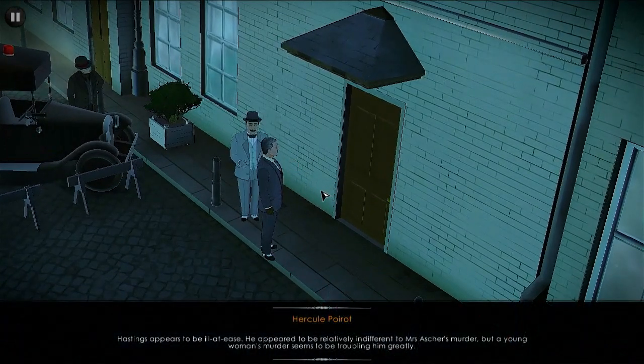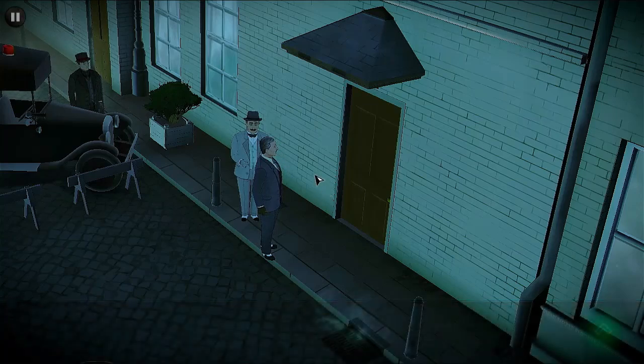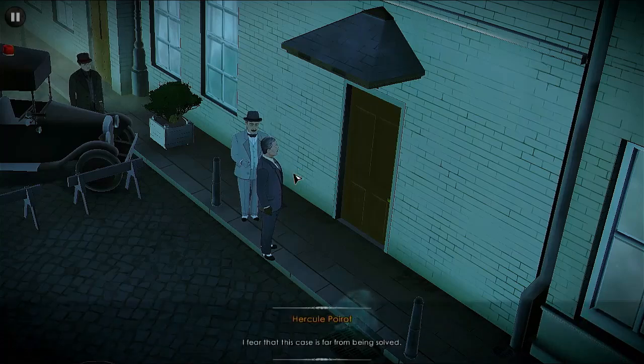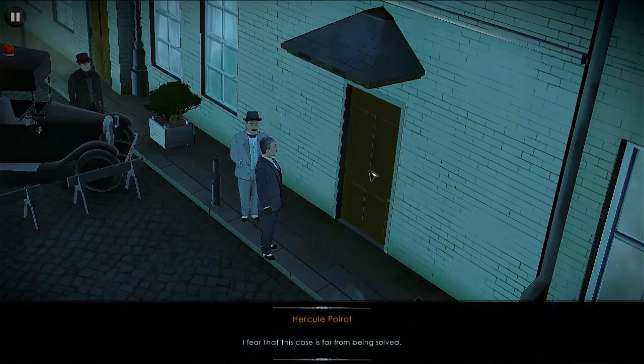Hastings appears to be ill at ease. He appeared to be relatively indifferent to Mrs. Asher's murder, but a young woman's murder seems to be troubling him greatly. That is because Hastings is a bit of an old romantic, you know what I mean? I fear that this case is far from being solved. Certes. But how many times will he kill before I do?